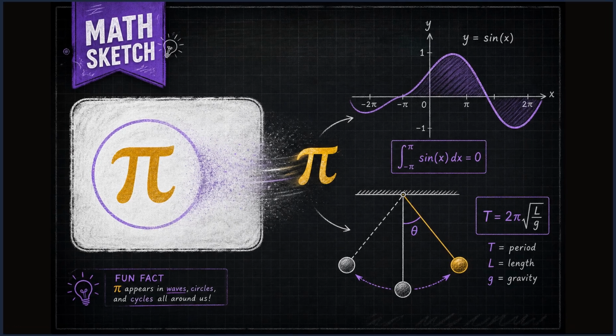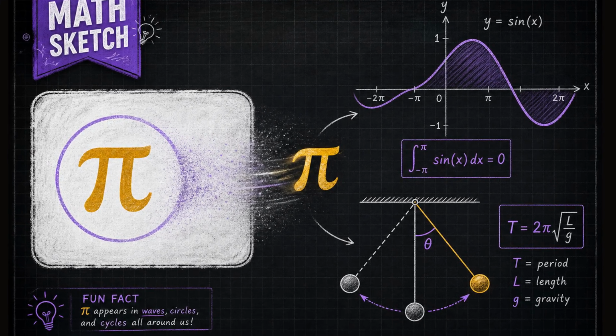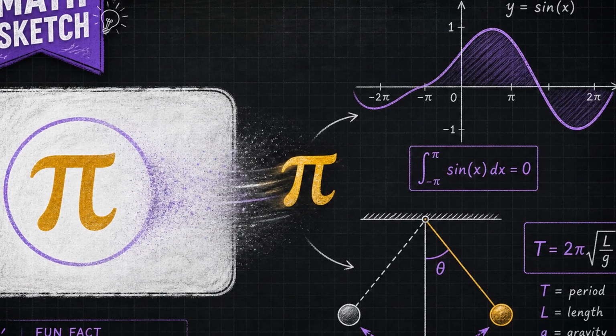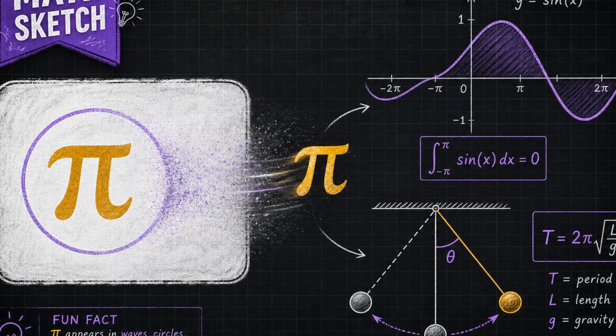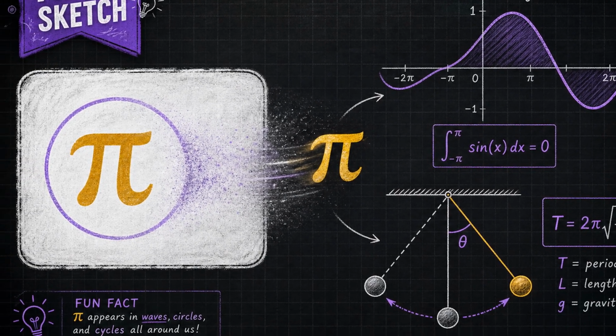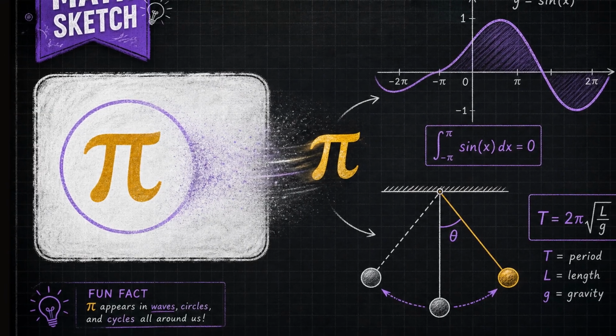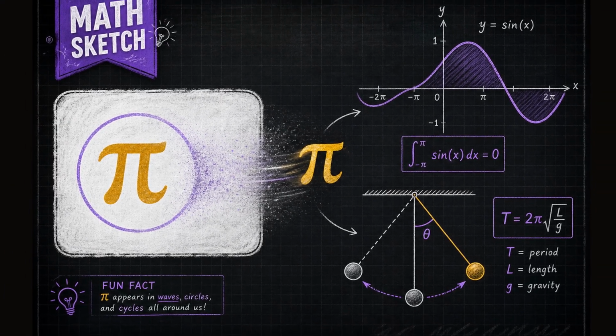Ask anyone about pi and they picture a circle. Diameter times pi equals circumference. Fair enough. But pi also appears in formulas with no circles in sight. Pendulum periods, random walks, even the bell curve. A circle constant should not be everywhere.